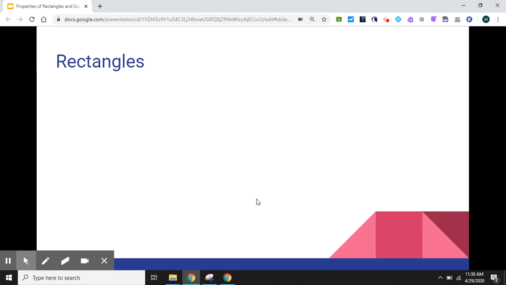First up is rectangles. Rectangles have all the same properties as a parallelogram. So your opposite angles are congruent, your opposite sides are congruent, your opposite sides are parallel, your consecutive angles add up to 180, and your diagonals bisect each other.